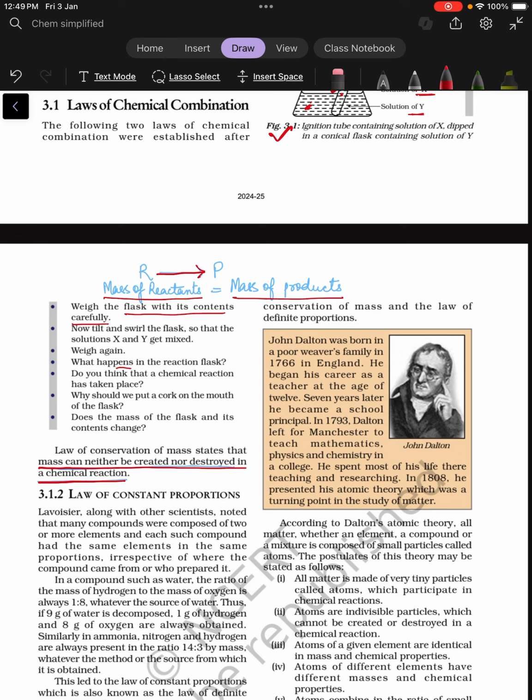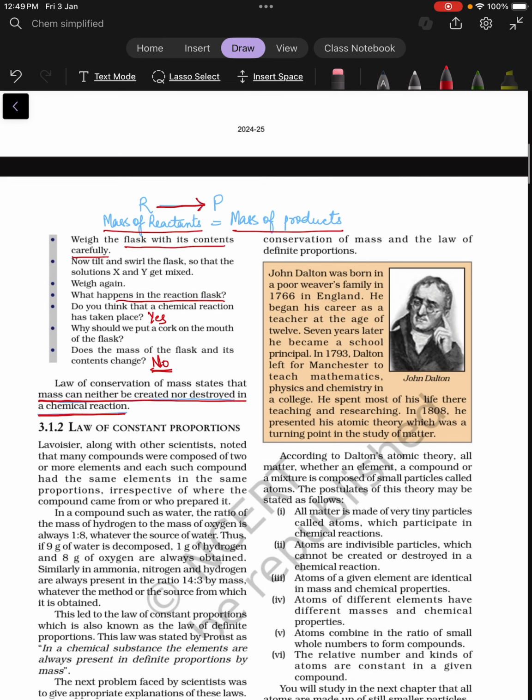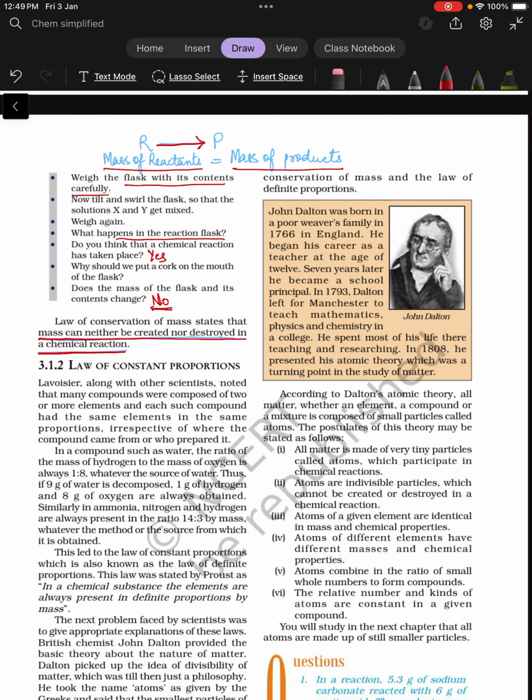Now the question is, what happens in the reaction flask? Of course, when the two chemicals react with each other, they will produce new substances, products are formed, a chemical reaction takes place. Do you think a chemical reaction has taken place? Yes. Why should we put a cork on the mouth of the flask? So that the evolved gases may not escape out. Does the mass of the flask and its contents change? No, it remains same. So the weight of the flask before the reaction and after the reaction remains same.